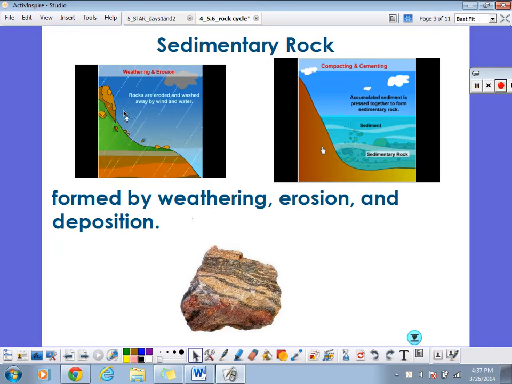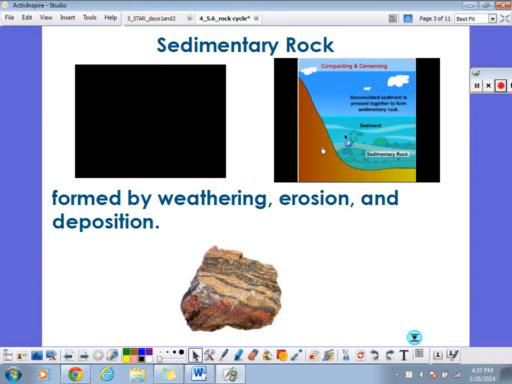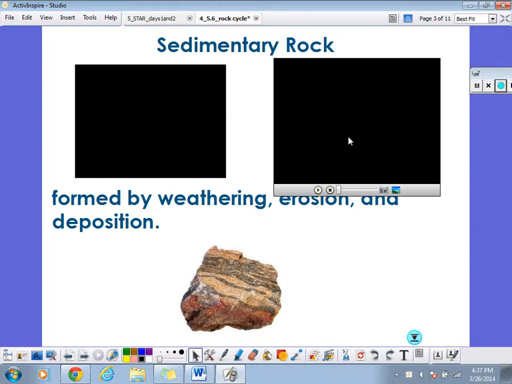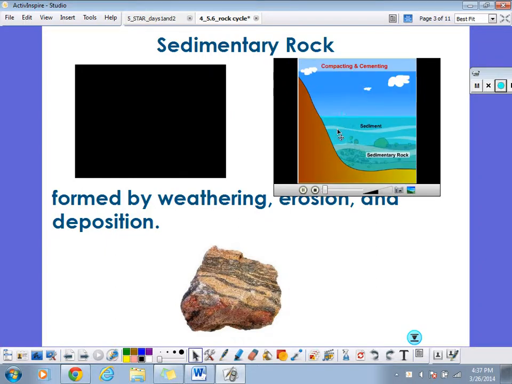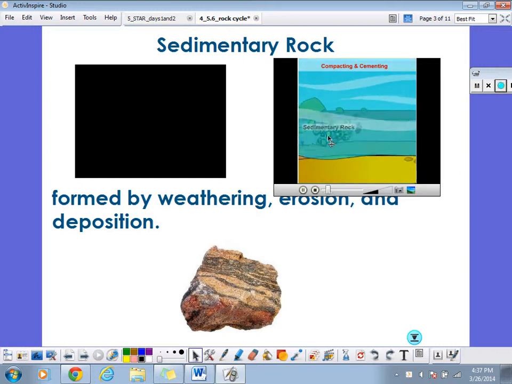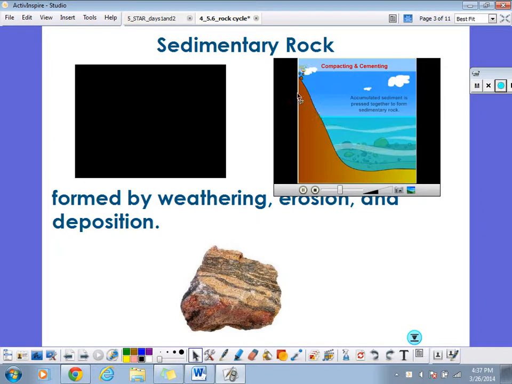And then, of course, they fall down. Some of them fall to this part of the hill, and some of them fall into the water, and that is erosion. And let's go ahead and take a look at what happens when there is deposition. So we can see that the erosion brings the tiny sediments to the bottom of the lake, and there's deposition. They lay down there, and then they get all squished together.